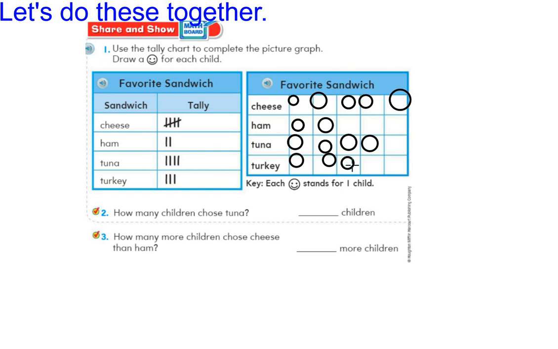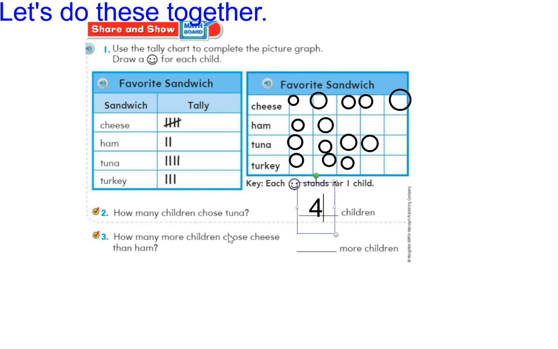Now, here's the fun part, the questions. How many children chose tuna? Well, we can look in either chart. We can look at the tally chart or we can look over here at the picture chart. And both times we see that the number of children who chose tuna was 4.